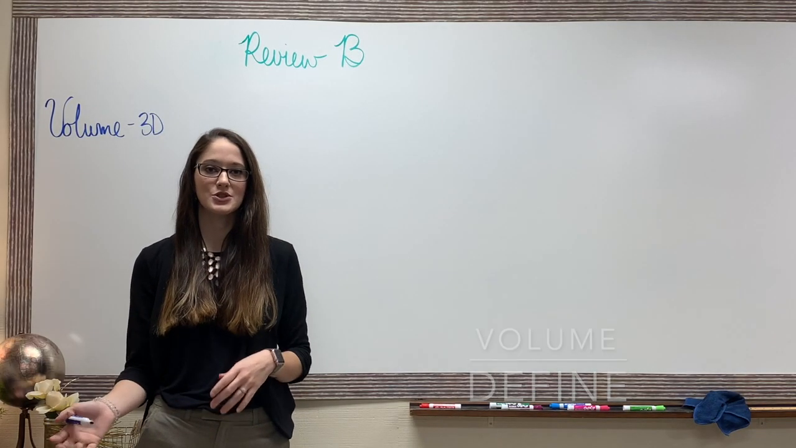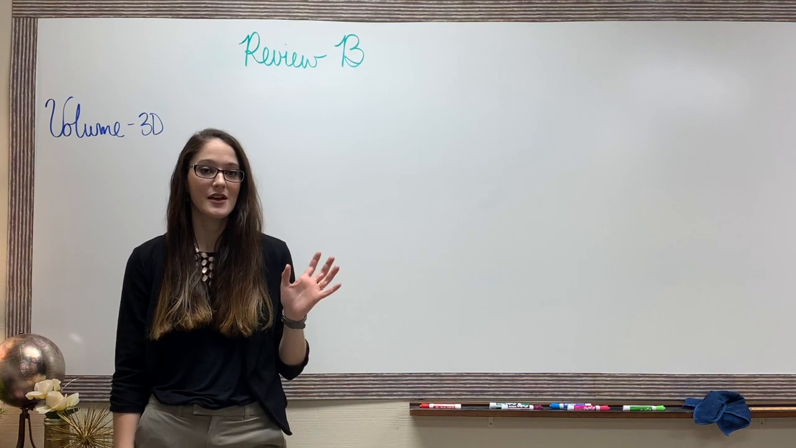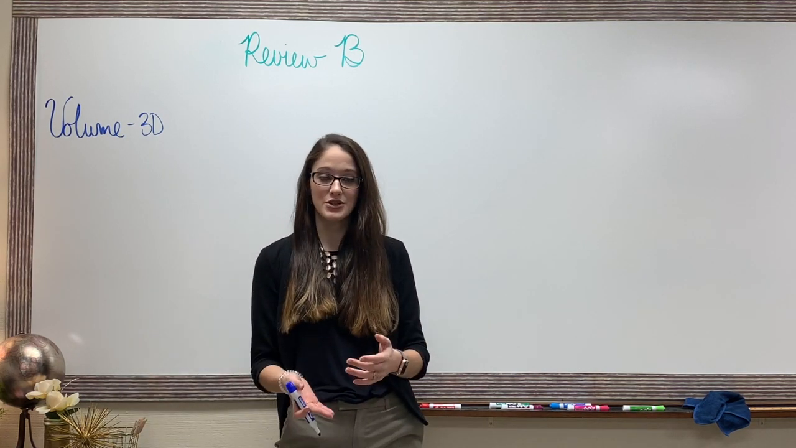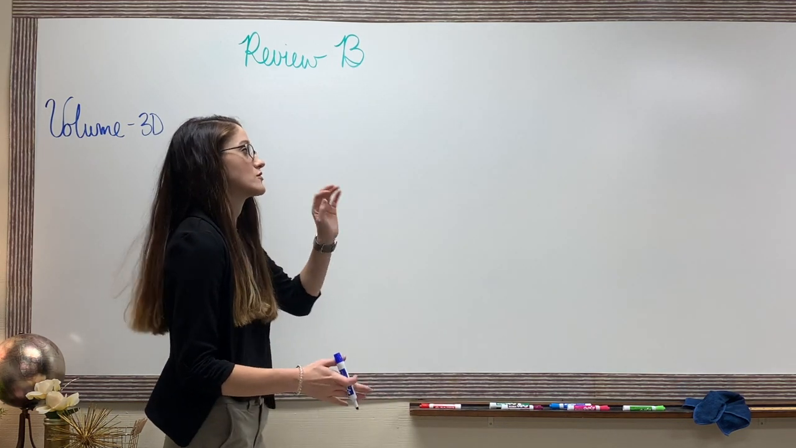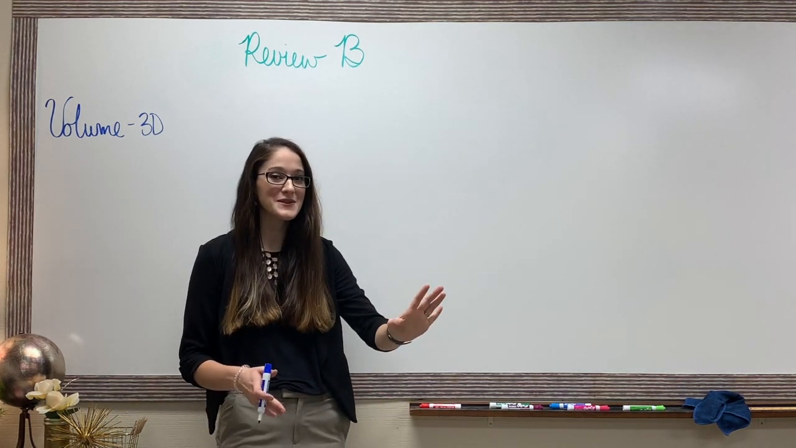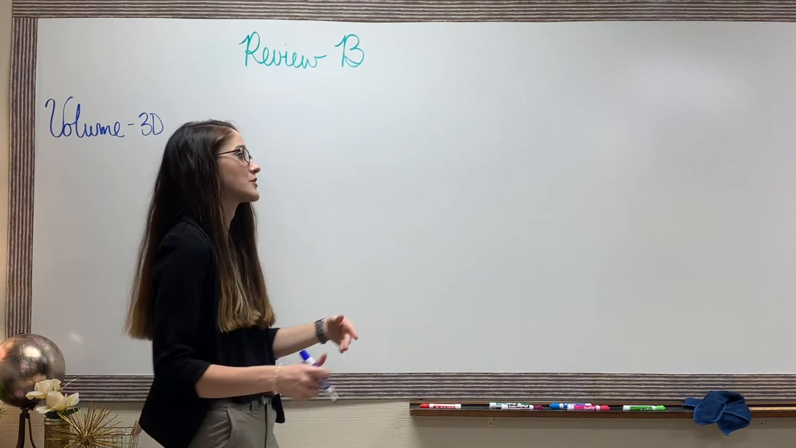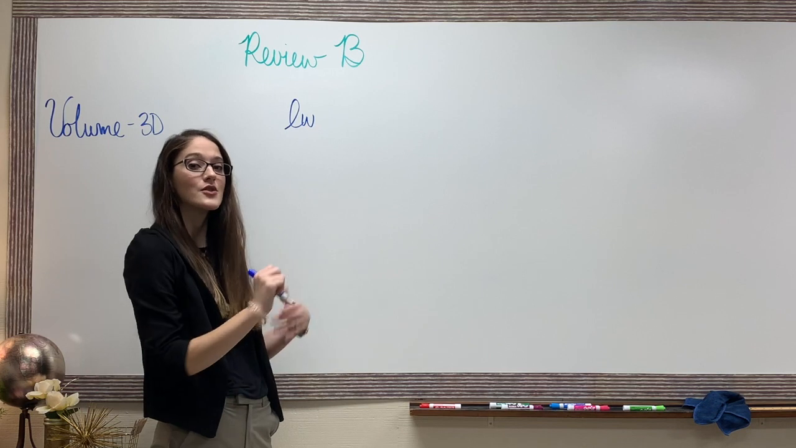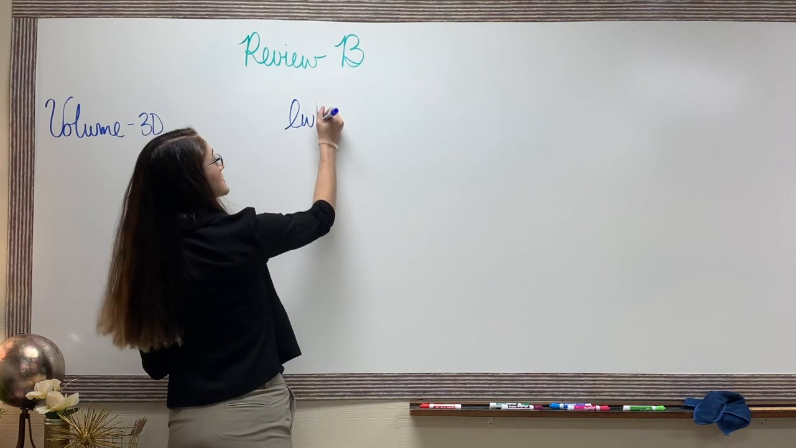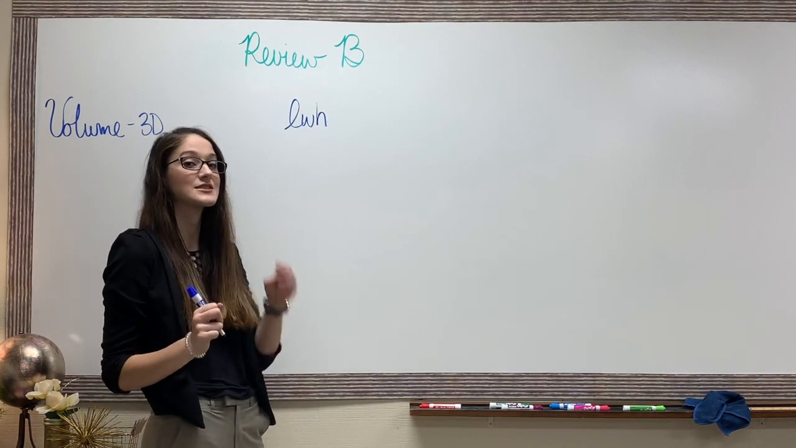Volume cannot be addressed until you have first learned area. Volume is dealing with 3-dimensional, so it's taking the area and including height. So you've got to remember everything that we just learned about area, because it's going to come back into play here. Where the area of a rectangle is length times width, the volume is going to be length times width times height, because it's 3 dimensions.